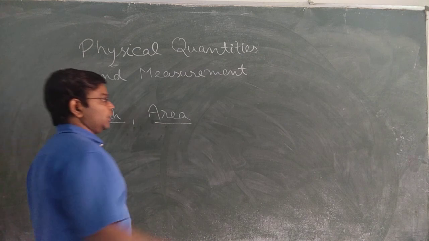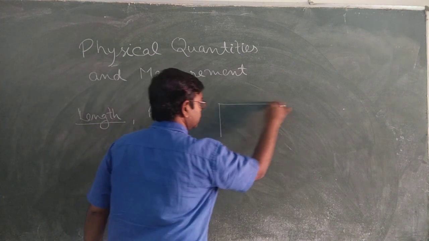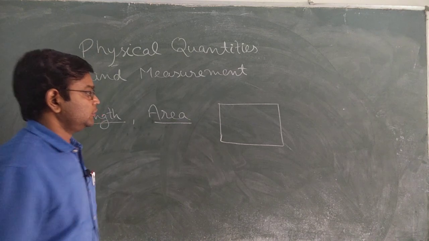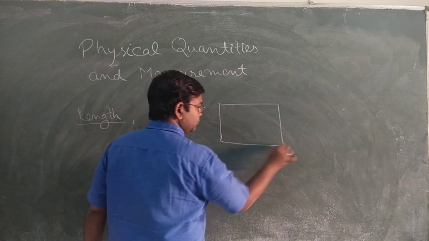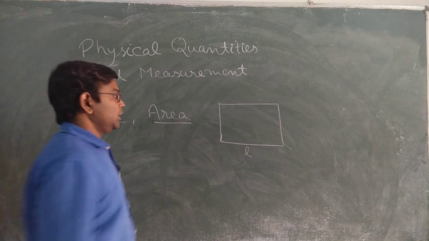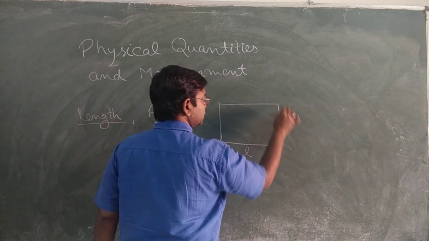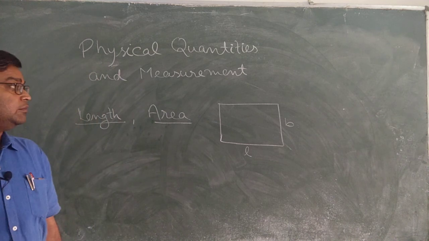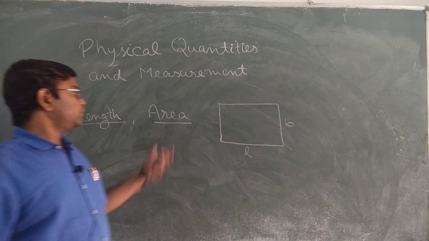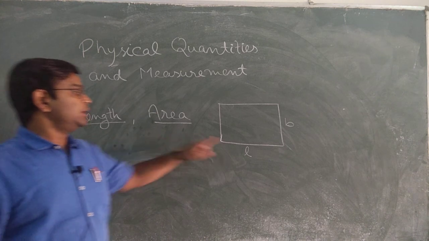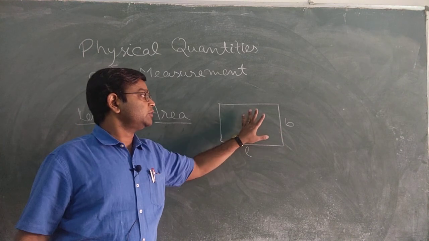Suppose we have a square or a rectangle. Rectangle is there, and we are going to find out the area. This is the measurement known as your length, denoted by small l. This is the measurement known as breadth, denoted by b. So for finding the area, how do we find the area? In this case, we multiply l into b to find out the area.